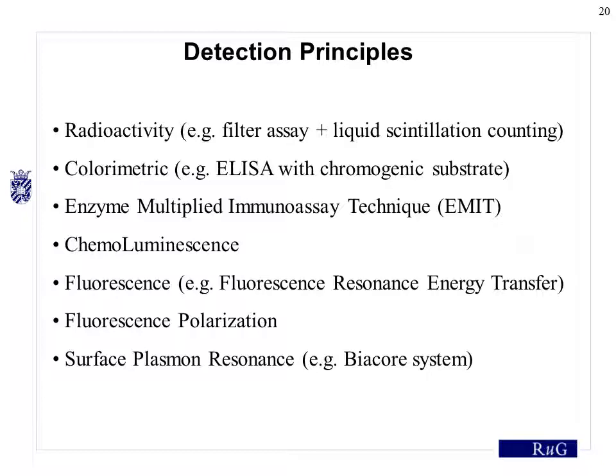Many other principles have thus been developed, ranging from colorimetric light absorption, enzyme-multiplied immunoassay techniques, simple mix-and-measure techniques, chemiluminescence, fluorescence and fluorescence energy transfer, fluorescence polarization, and surface plasmon resonance, an online system. We will go through all of these briefly in this section of the lecture.